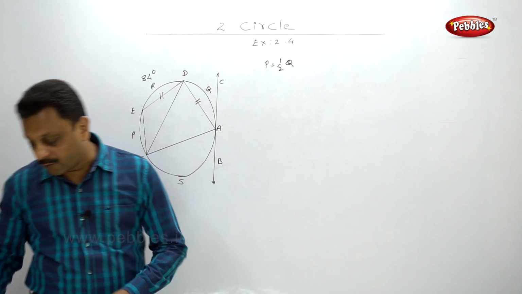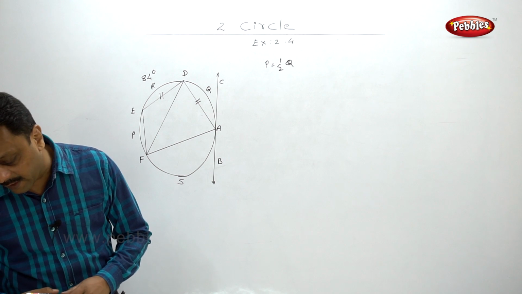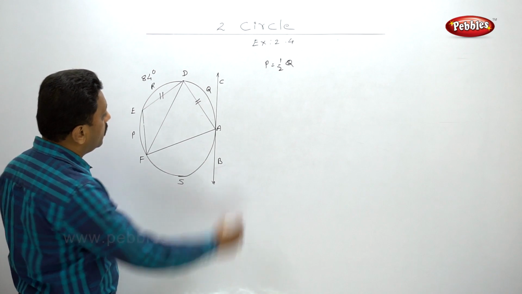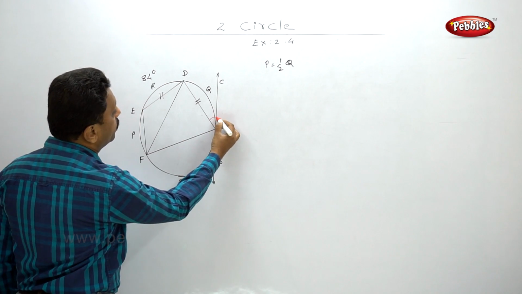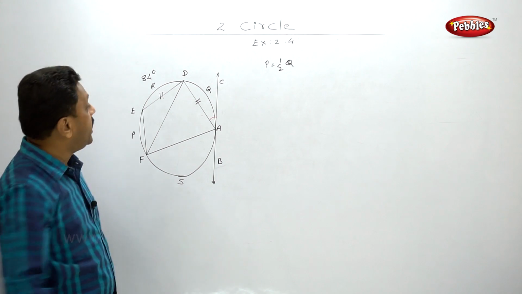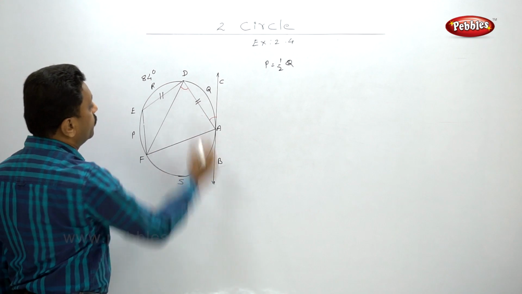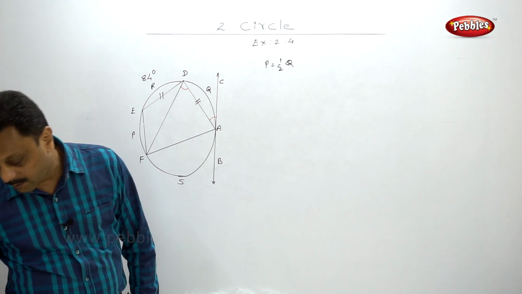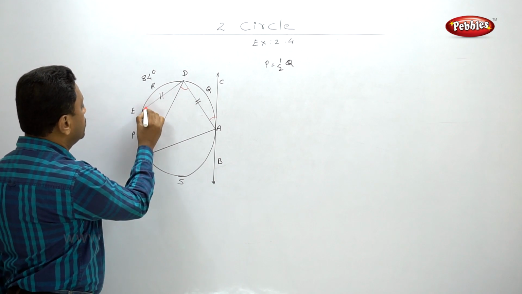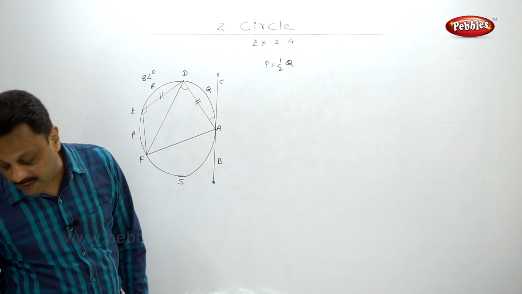Now let us see what we have to find out. Many things again, 4 things. Angle DAC, this angle we have to find out. Then we have to find out angle FDA. FDA, this angle we have to find out. Angle FED. FED, this angle we have to find out. And then angle BAF.